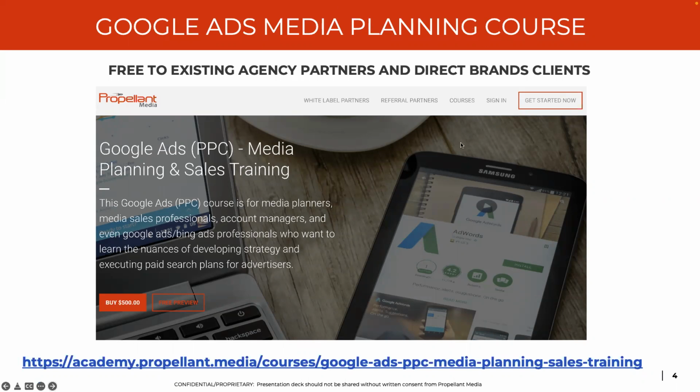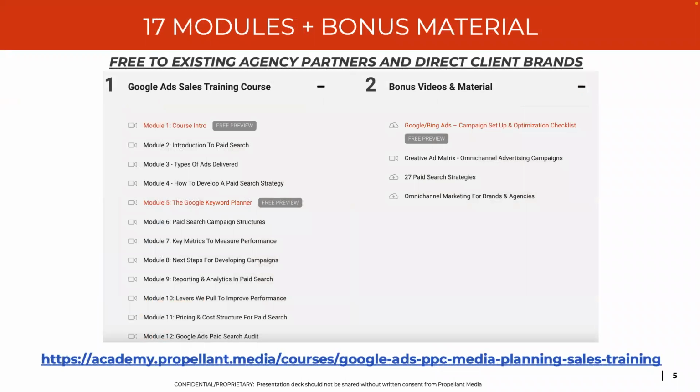But the course is really important because it talks about the whole concept of Google Ads and being an effective media planner. So you're able to do a much better job, both in terms of sales, but also developing strategy when you're having conversations with clients, or looking at what you're doing within your own organization and holding the right people accountable for a lot of the campaigns and the things that you're doing from a Google Ads standpoint. We have about 17 different modules, plus some bonus material that we make available.